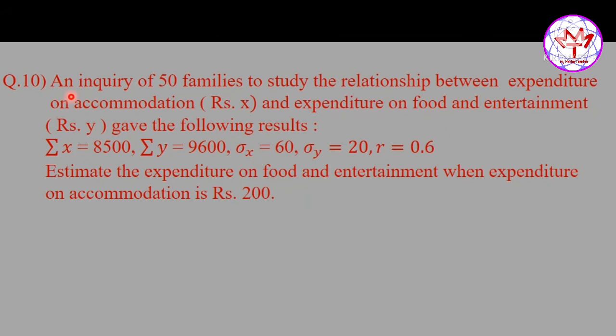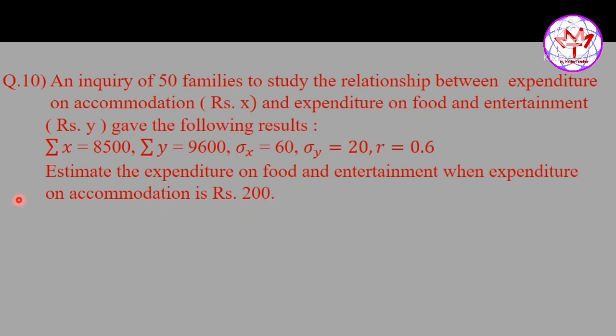Question number 10 is an inquiry of 50 families to study the relationship between expenditure on accommodation, that is X, and expenditure on food and entertainment, that is Y, gave the following results. Summation X is equal to 8,500, summation Y is equal to 9,600, then sigma X is equal to 60, sigma Y is equal to 20, and R is equal to 0.6. Estimate the expenditure on food and entertainment when expenditure on accommodation is rupees 200.